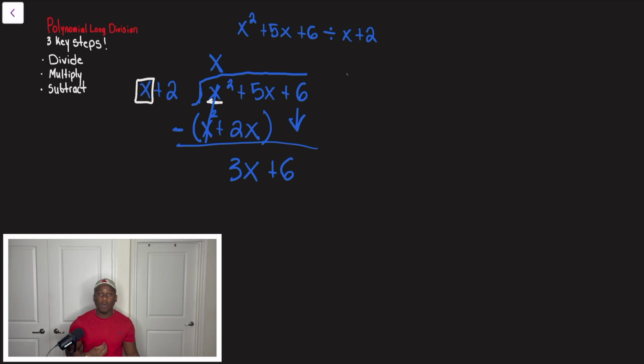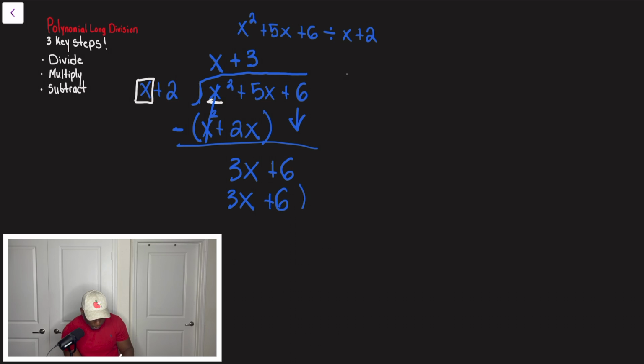At this point, we want to repeat the process. So I'm looking at x and I'm saying to myself, okay, how many times does x go into 3x? And we should know that that is 3 times, right? Because it's positive, I'm going to put plus 3. Now, after I divide, I'm going to go back and multiply 3 by x and then 3 by 2. So 3 times x gives me 3x. 3 times 2 gives me positive 6.